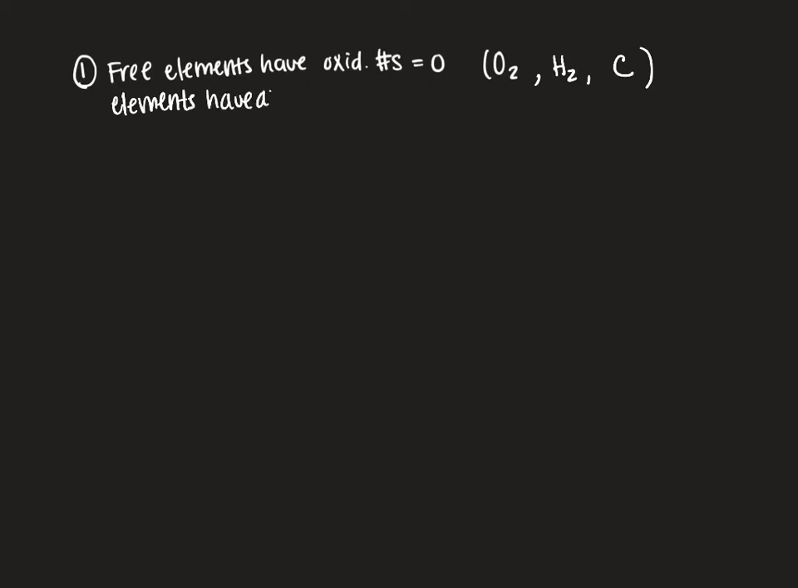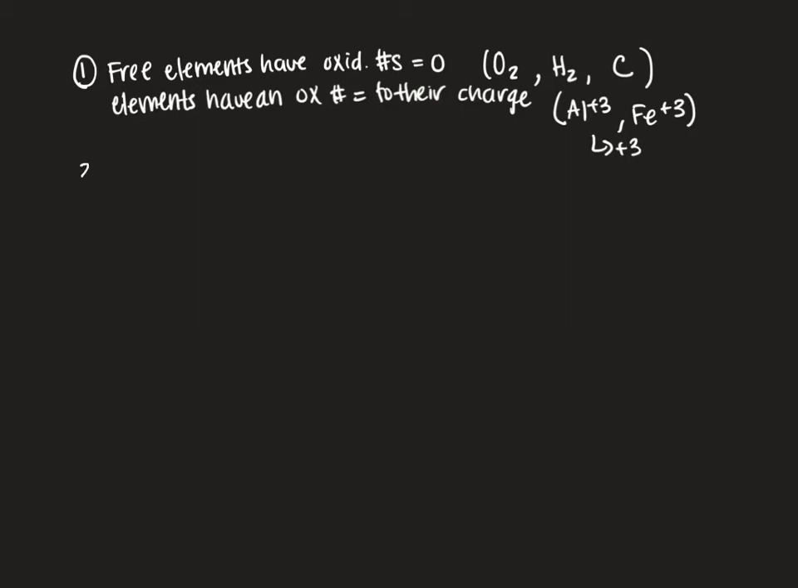In the same rule, we can say that elements have an oxidation number equal to their charge if they have a charge. What I mean is when you have ions. Let's say you have aluminum +3 or iron +3. These oxidation numbers are going to be +3. So if you have an ion itself, you look at the element and the ion's charge, and that's the oxidation number.